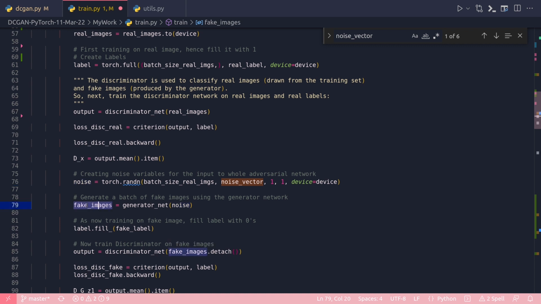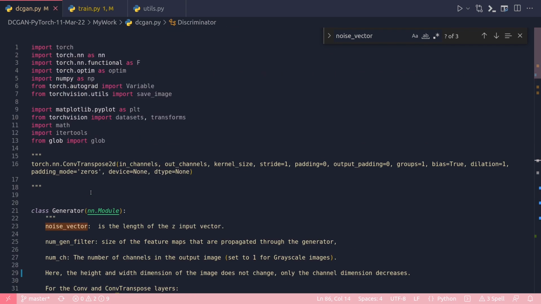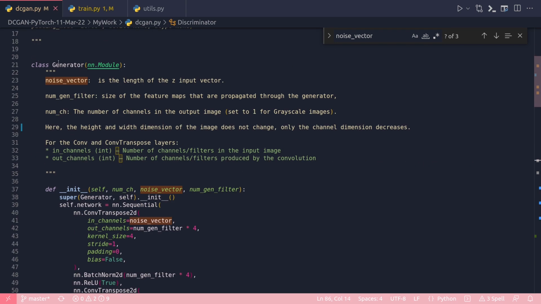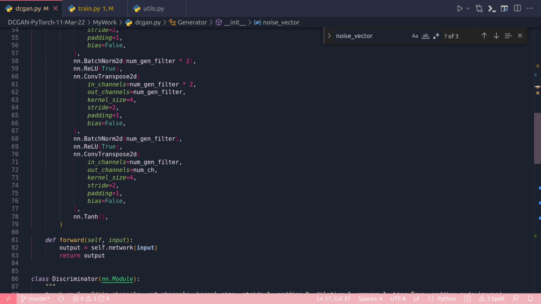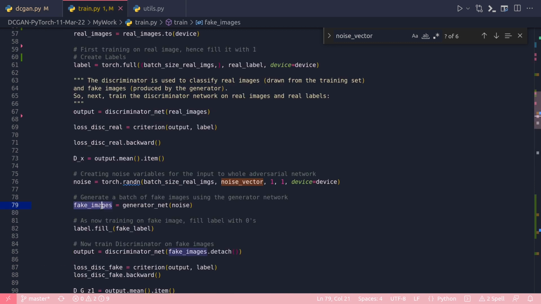And then the fake images, that's output from my generator class, that is this class. Remember, we talked in detail about this generator class. The entire output would be generated from a noise vector, and ultimately after all these convolutions it will output an image which is of shape 1 by 28 by 28, resembling the MNIST dataset. So that's what I'm doing in this line.